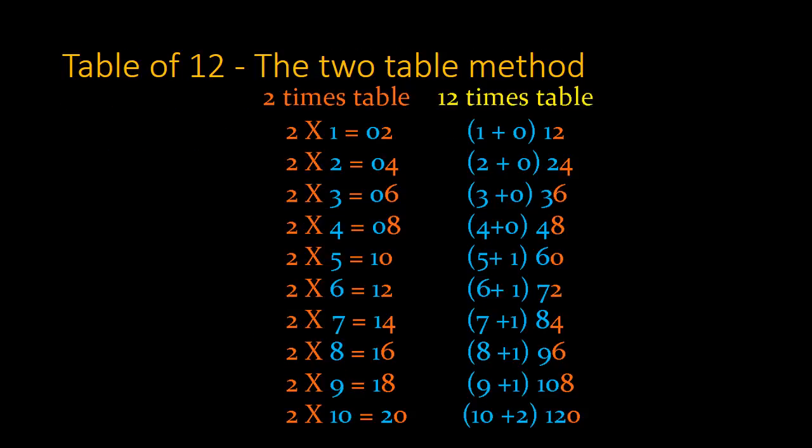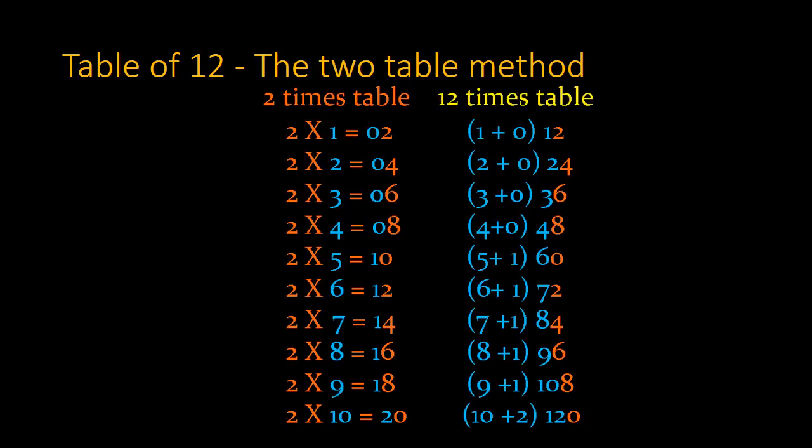You see here, I have written down the table of 2. 2 times 1 is 2, 2 times 2 is 4. And then we are trying to make the 12 times table using the table of 2. So for the first row, we take the multiplicand of the table of 2, that is 1, and add it to the tens digit of the product, that is 0. So 1 plus 0 is 1, and we put it right before 2.